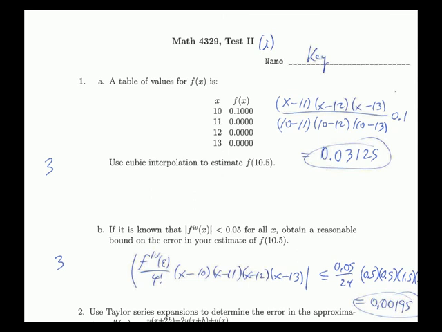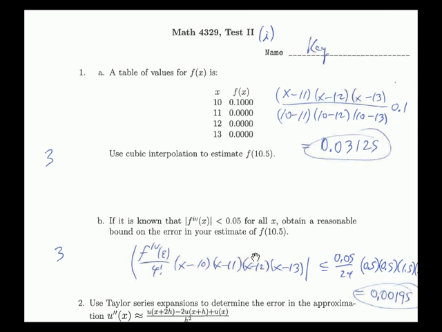And then the next part says, well, we didn't say what F is, but suppose you know that the fourth derivative is less than 0.05 in absolute value for all x, then bound the error in your approximation here. Well, the error is less than the n plus first, fourth derivative at some point over 4 factorial times x minus each of those points. Given that the fourth derivative is always less than 0.05, so just say it's less than 0.05 in absolute value over 4 factorial, and then you just plug in x equals 10.5, and the error is guaranteed to be less than that.